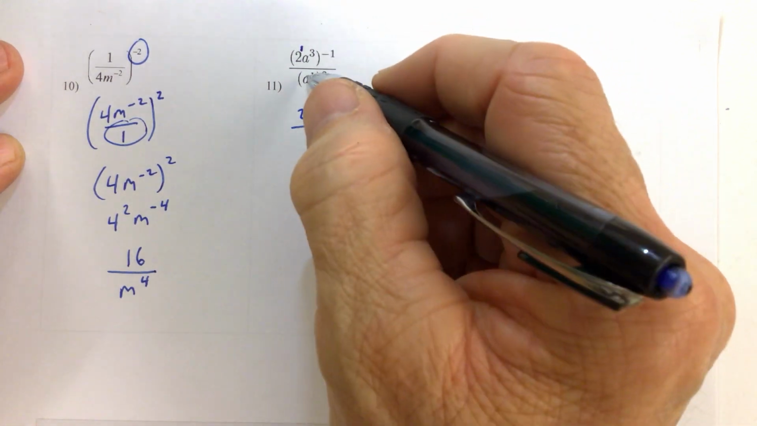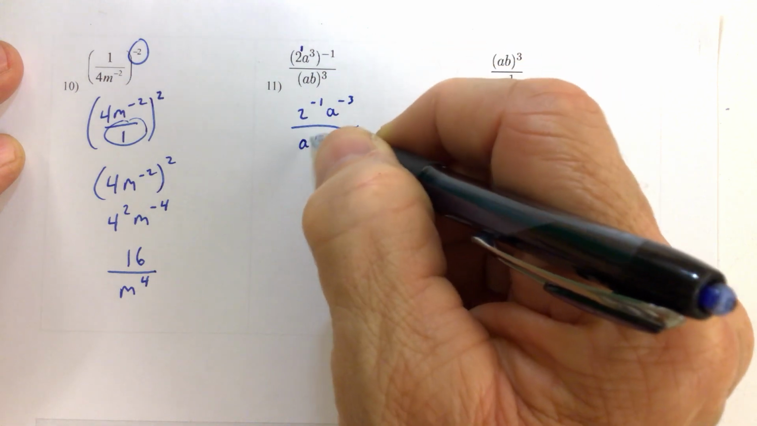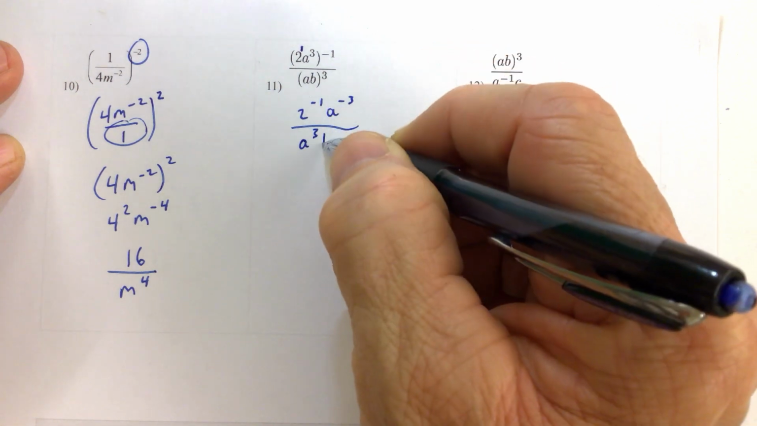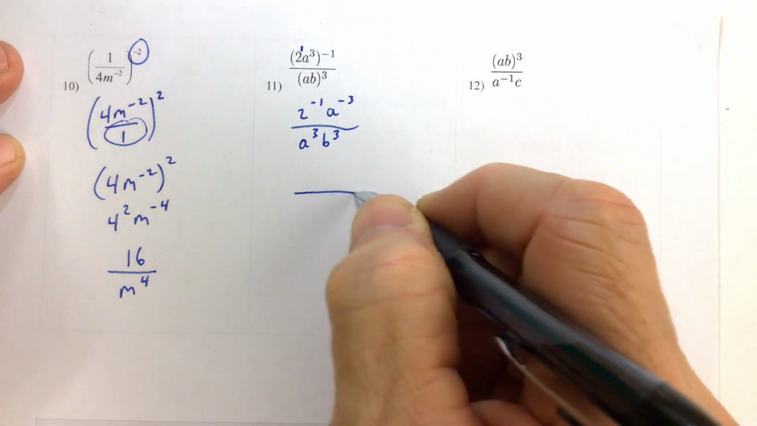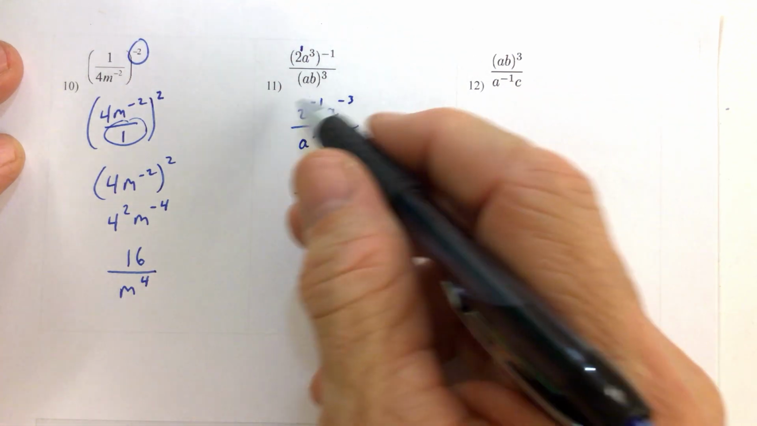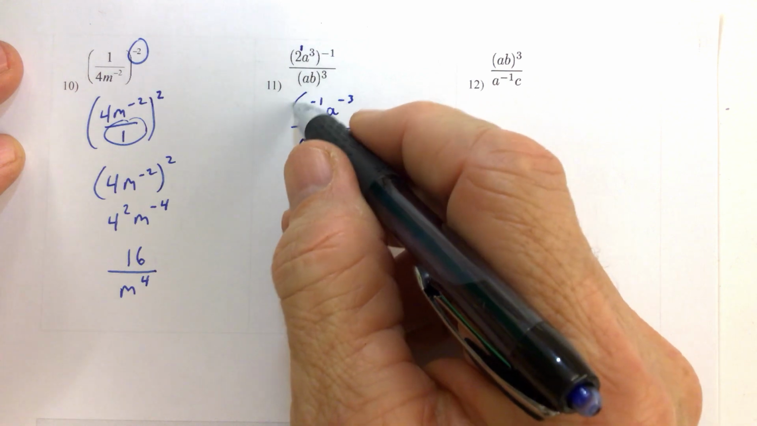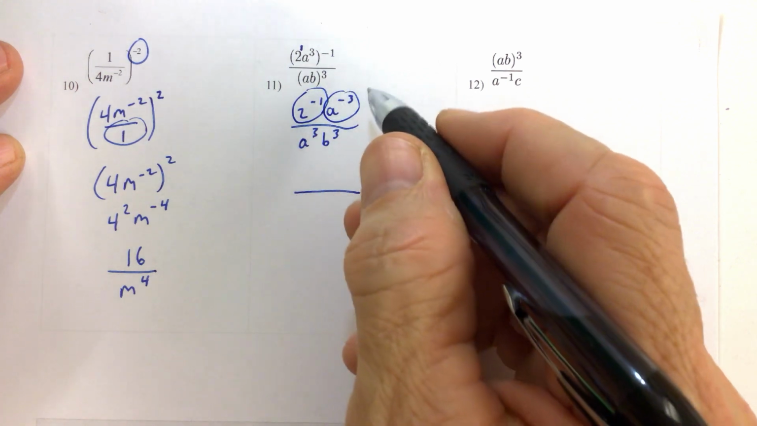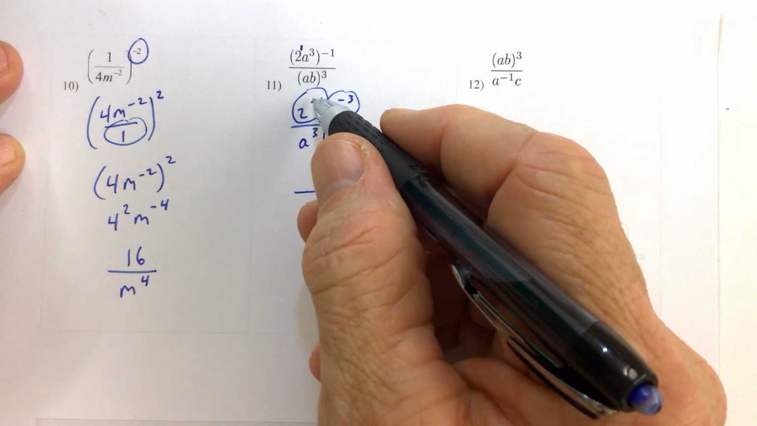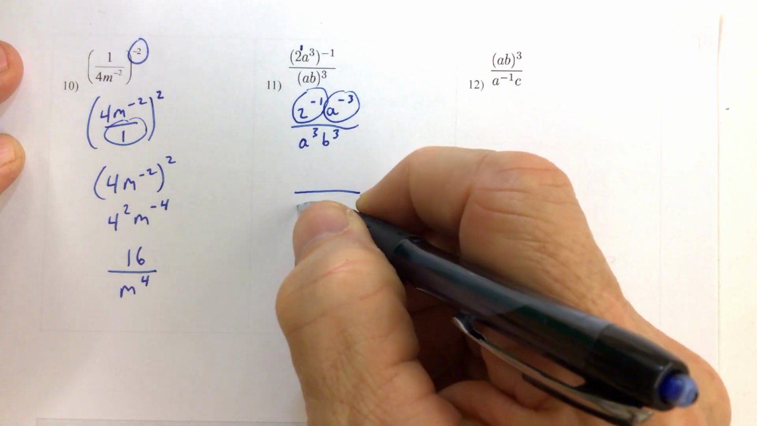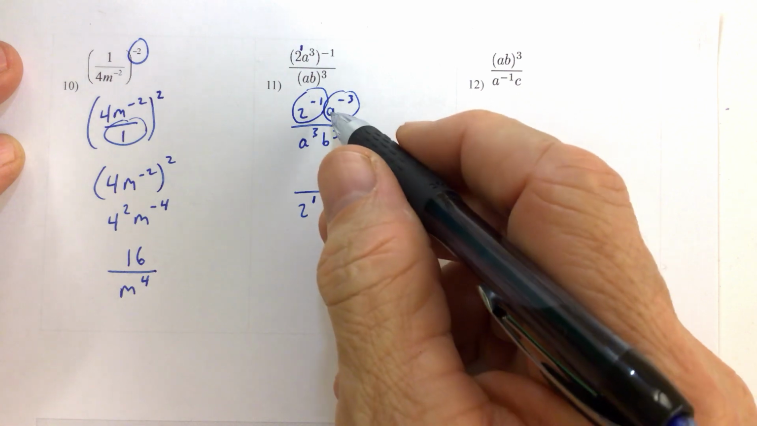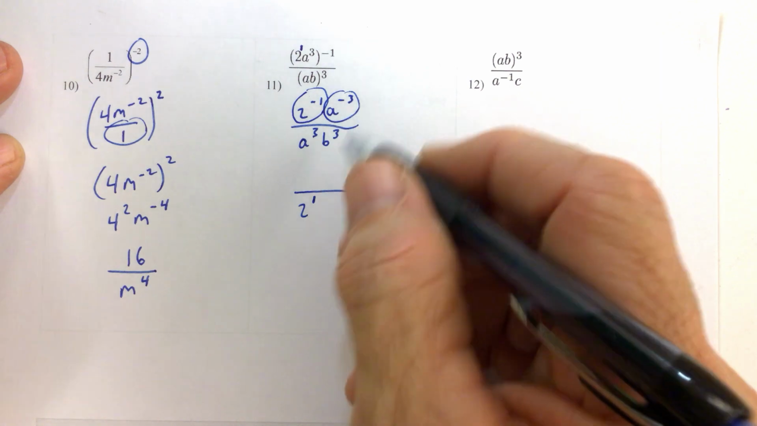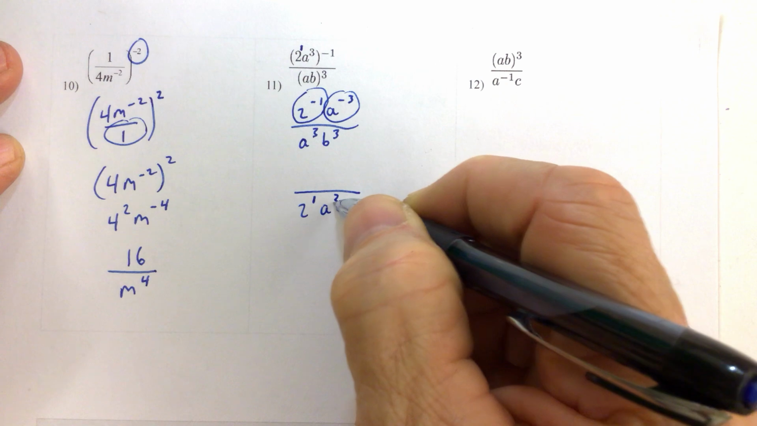That's up on top. Now on the bottom, we have a to the third and b to the third. Now we're going to move any exponents that are negative. We're going to move that entire term, or factor, if you want to say it like that. We take this factor, 2 to the negative 1, and move it to the bottom, the denominator, and make that 2 to the positive 1. We take a to the negative 3 on top and move it down to the bottom, making it a to the third.